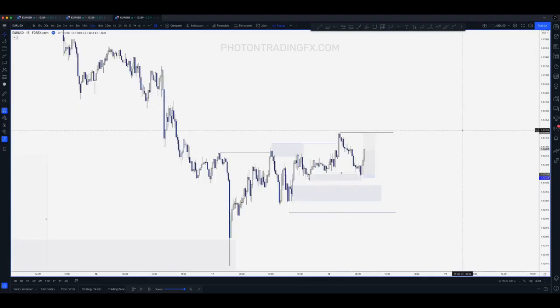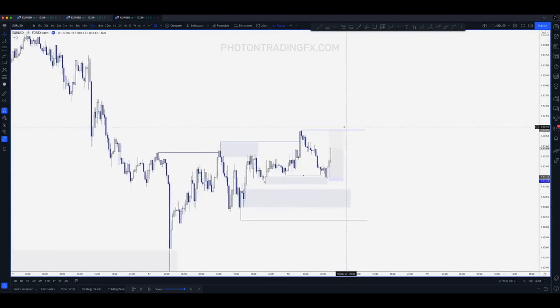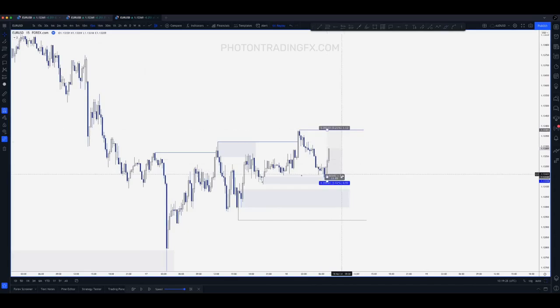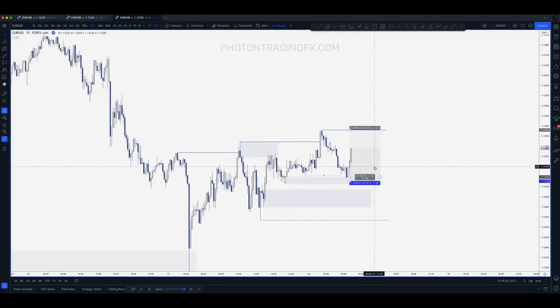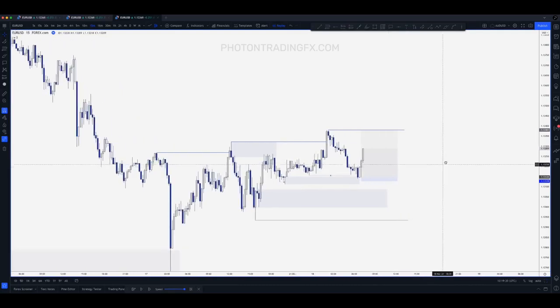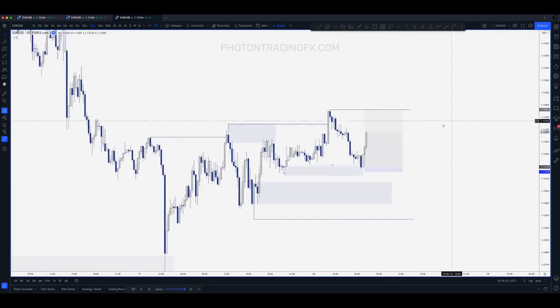Where's my target going to be? Like I said, I'm going to be targeting that higher high, right? And that gives me over 10R. 10R is an amazing trade by anyone's standards. I don't care who you are. You can make an insane living off 10R.